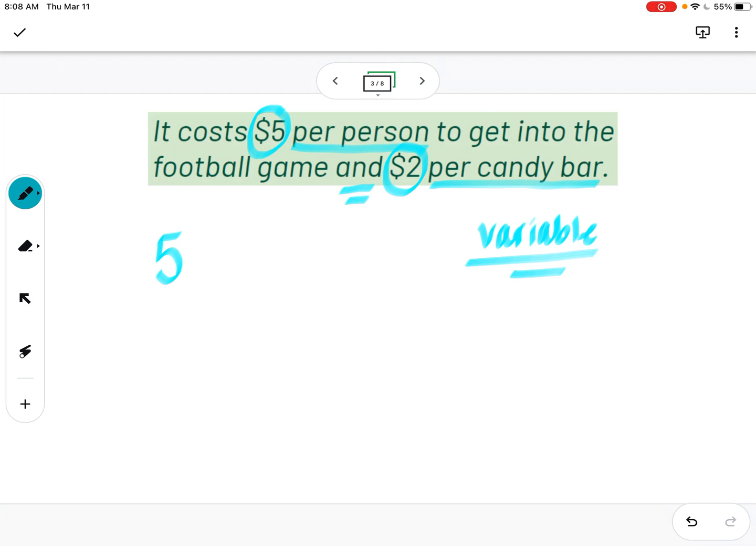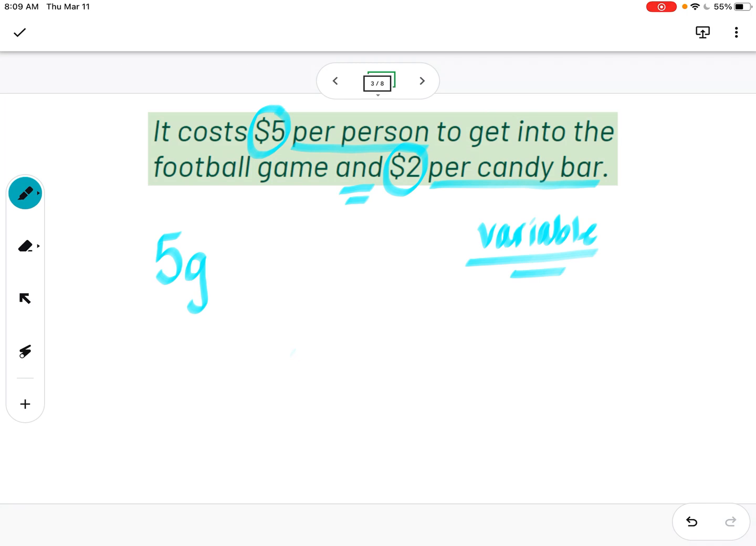So if we're paying $5 per person, what operation should we use there? Addition, subtraction, multiplication, or division? Did you say multiplication? If so, you are correct, right? Because let's say that 4 people go. We'd have to do 5 times 4. That would be a total of $20 that we're paying. All right, so remember from our notes, anytime you see a number right next to a variable, that means multiplication, and that's what we want in this case.